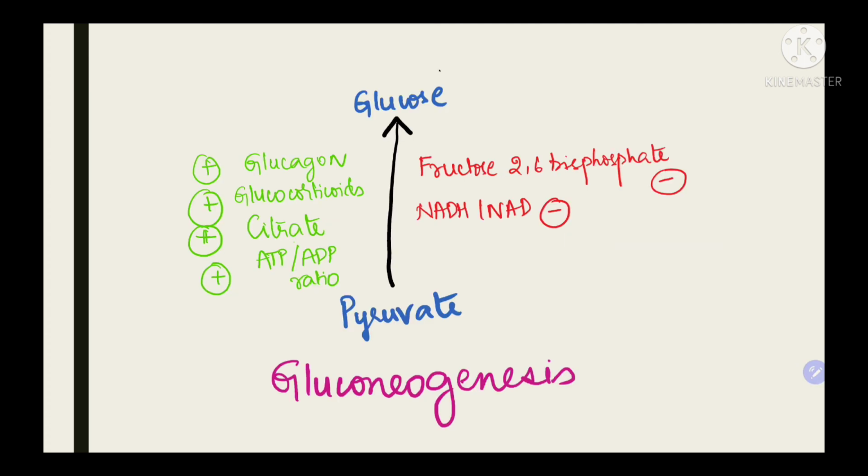So coming to the summary of gluconeogenesis. Overall, pyruvate is converted into glucose in gluconeogenesis, and hormones like glucagon and glucocorticoids, citrate, and the ATP ADP ratio all promote gluconeogenesis, whereas fructose 2,6-bisphosphate and the NADH by NAD ratio decrease gluconeogenesis. Thank you.